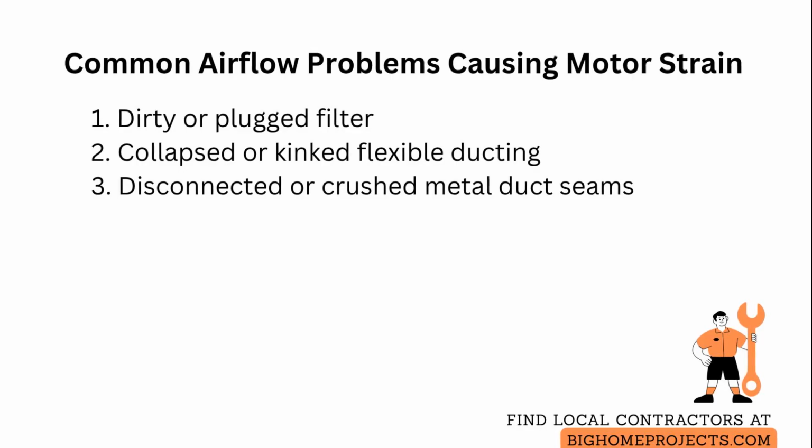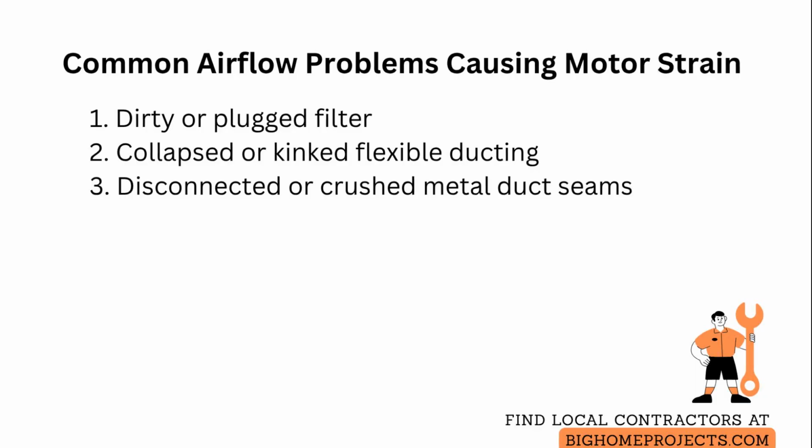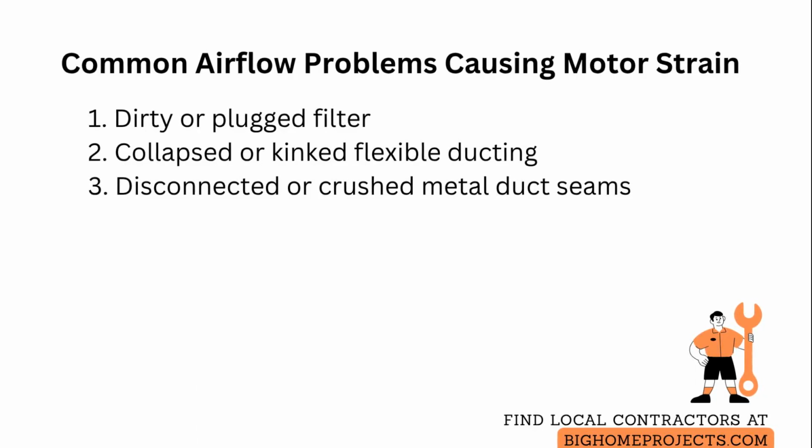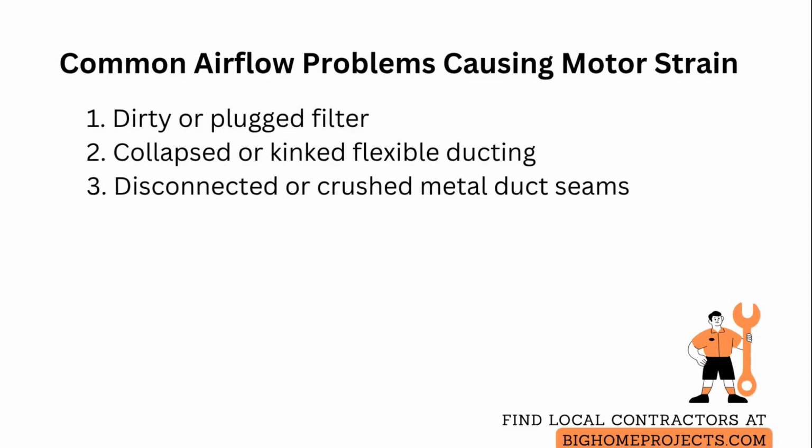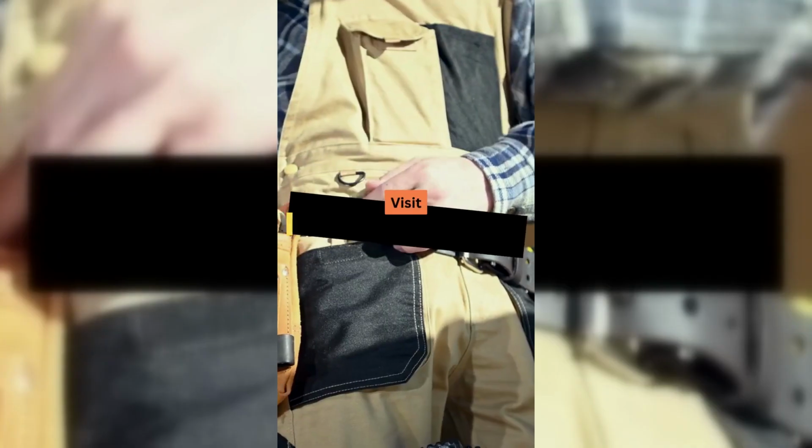A third concern is disconnected or crushed metal duct seams that leak or restrict flow, and that usually requires sealing with UL-approved foil tape, replacing the failed section, or using an approved mechanical connector to restore proper airflow.